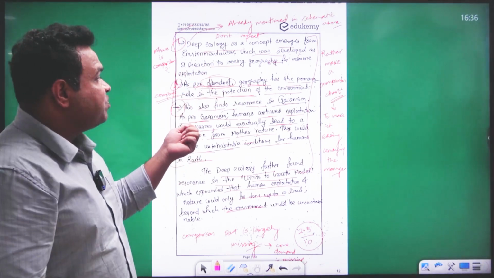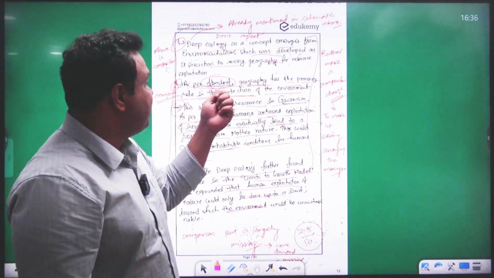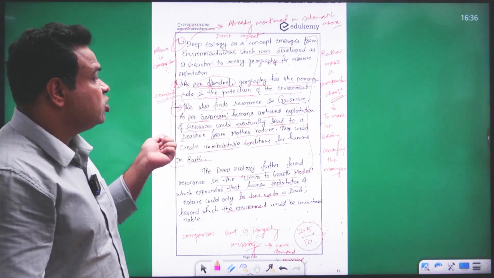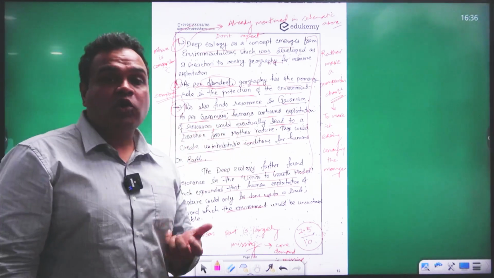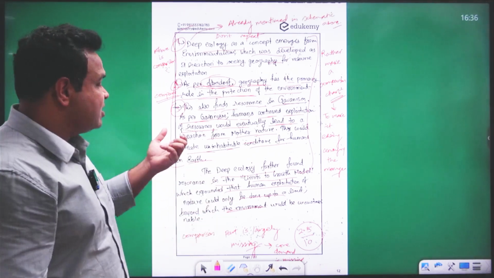like deep ecology as a concept emerged from environmentalism. As per Stratoroot, geography has the primary role in the protection of the environment. He also talks about Gaianism. Okay, so these are some major points. The geographical core points have already been included in this answer.